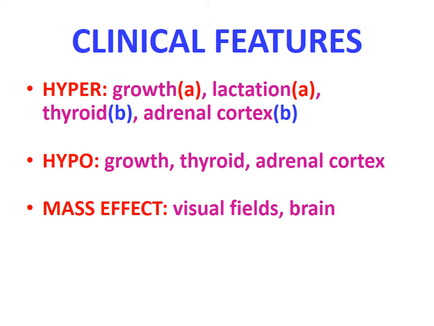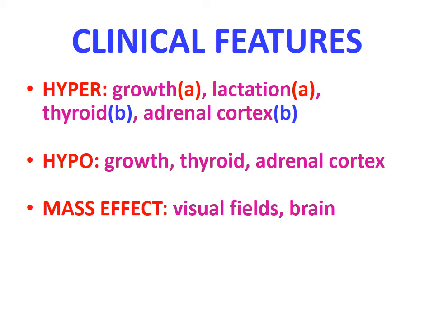Hypopituitarism results in manifestations like retarded growth when there is a decrease in the amount of growth hormone, hypothyroidism when there is decreased thyroid hormone levels in the body, and when it comes to the adrenal cortex, manifestations due to decreased levels of cortisol in the body. Mass effects: when there is an adenoma, it compresses the surrounding structures.